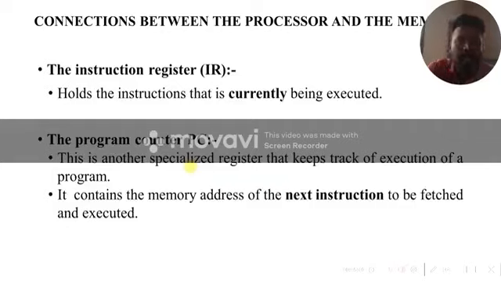So here is the basic gist of the different types of registers that we have mentioned in that particular diagram. The instruction register is a special kind of register that is used to hold the instruction that is currently being executed in a particular memory space.